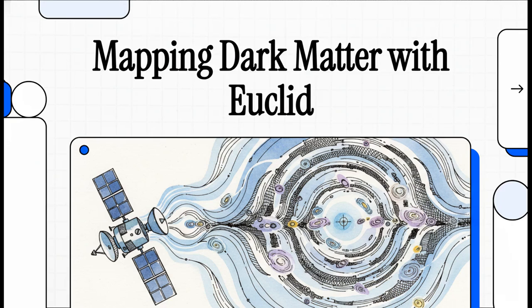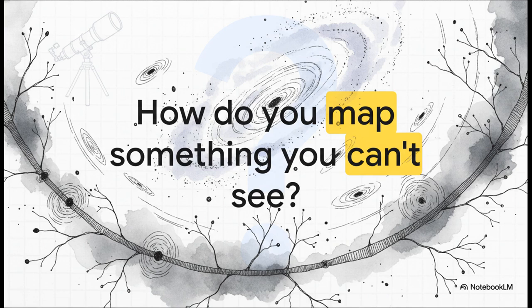All right, today we're tackling one of the biggest questions out there, using some incredible new views from the Euclid Space Telescope to map something that we literally can't see. So here's the central problem, right? Dark matter, it makes up most of the stuff in the universe, but it doesn't shine, it doesn't cast a shadow, it's totally invisible. So how in the world do you even begin to draw a map of it?